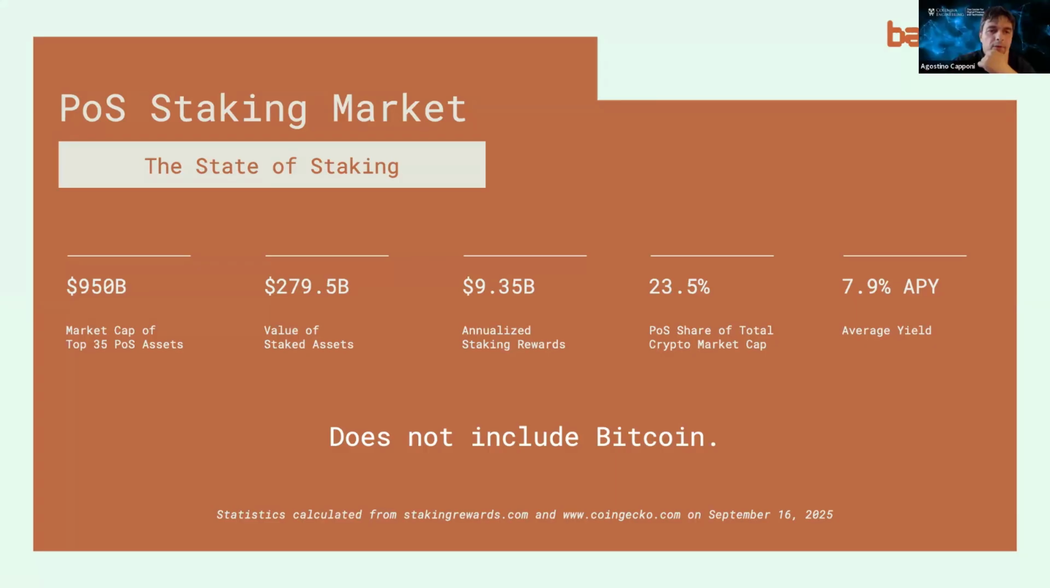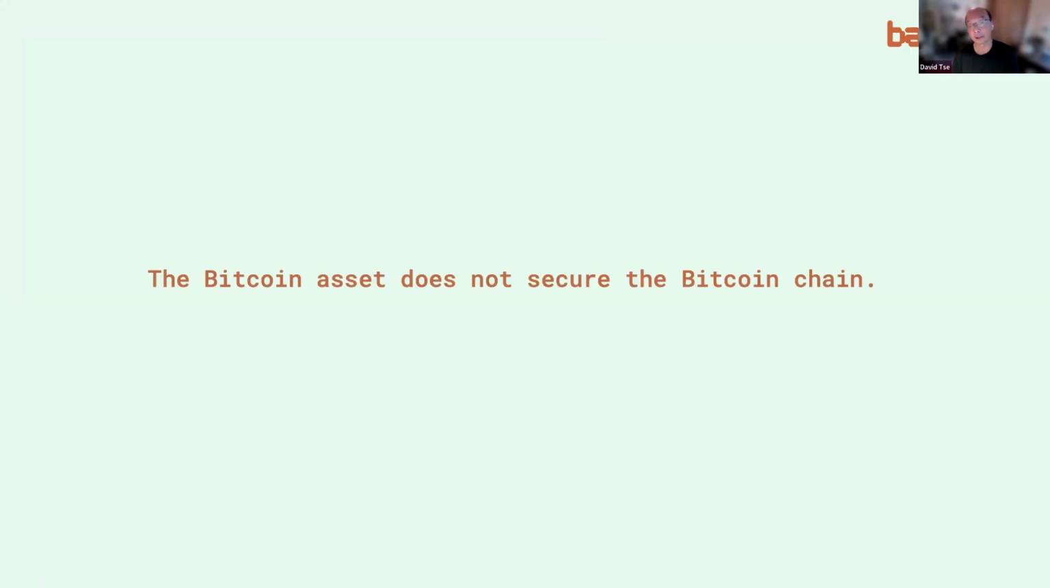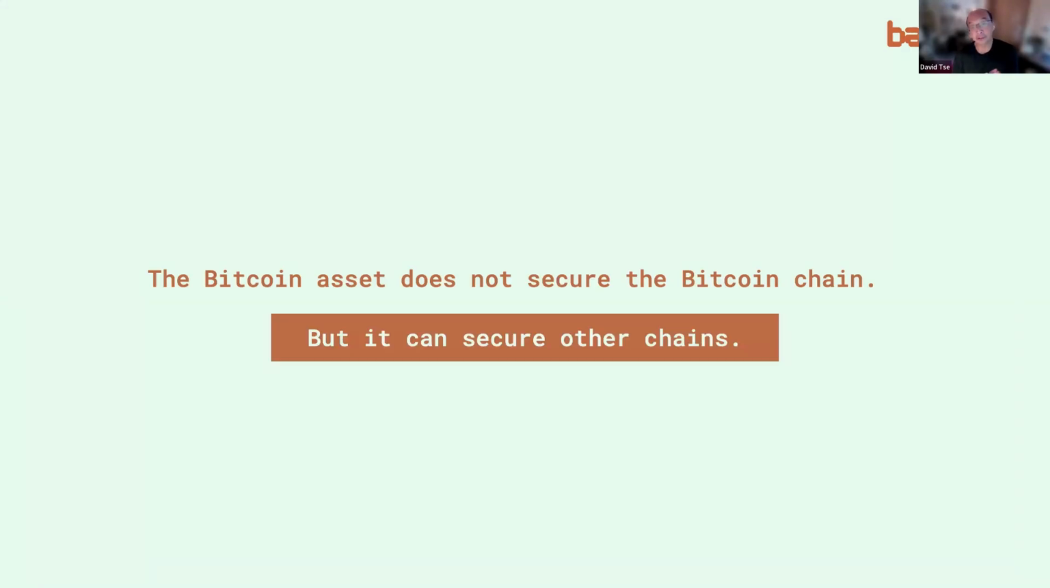But Bitcoin is by far larger than any of these assets. It's roughly 3 to 4 times the value of Ethereum. So it's strange that Bitcoin cannot participate, and so we asked this question: the Bitcoin asset cannot secure the Bitcoin chain, but why don't you use this asset to secure other blockchains?